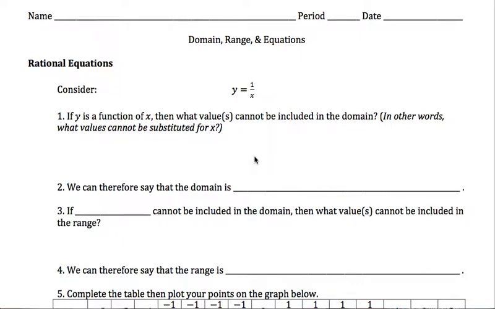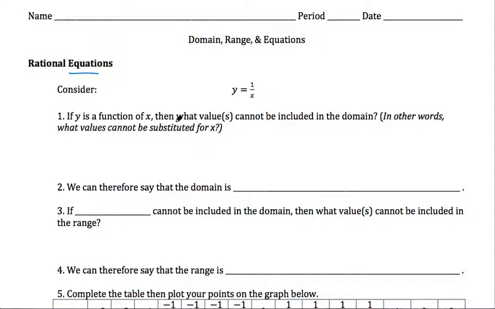Well, again, in this lesson, we're going to be talking about domain and range, but when looking at equations. We're really going to consider two equations for this lesson and focus on what happens to the domain and range. The one is going to be rational equations. So rational equations are things where we have a fraction and there's a variable in the denominator. So let's consider the example y equals 1 over x.